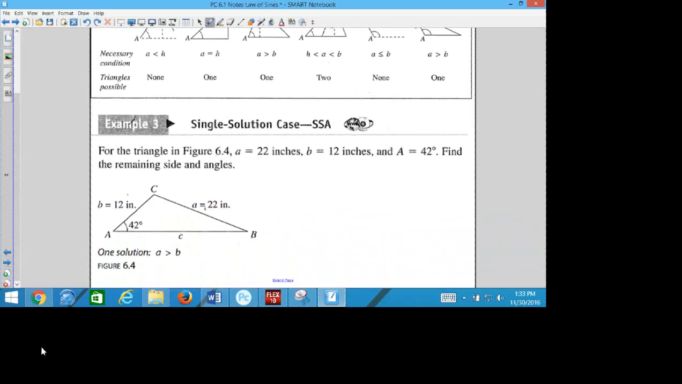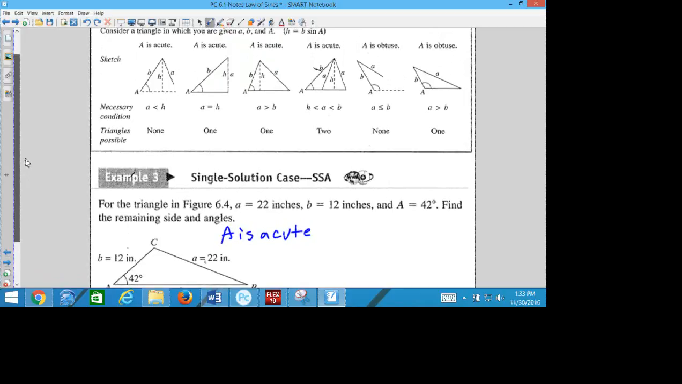Is angle A acute or obtuse? Angle A is acute. The next thing we have to do is the necessary condition. We have to look at when A is acute, these first four: if A is less than the height, if A is equal to the height, if A is greater than B, or if A is in between the height and B.